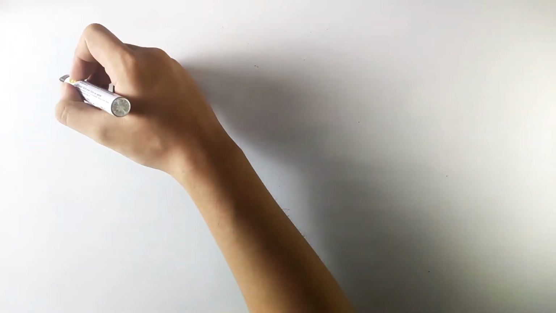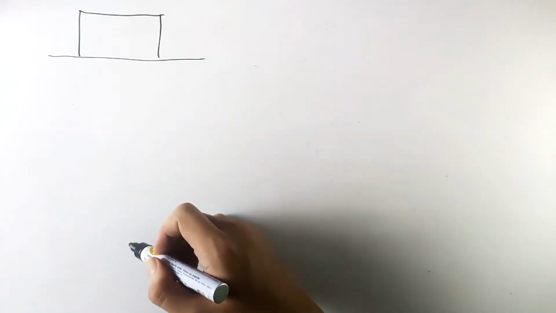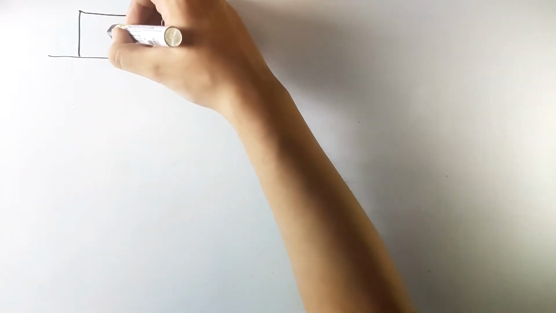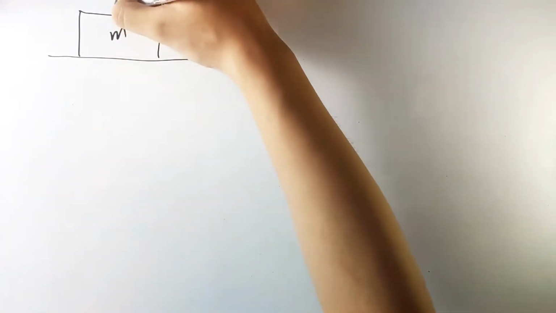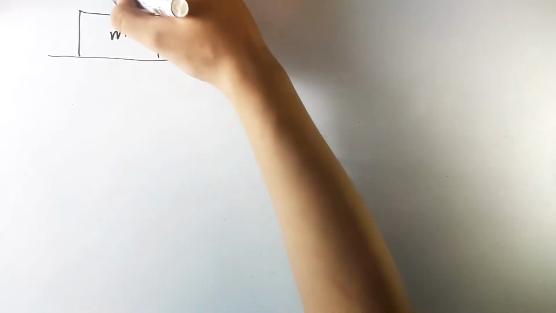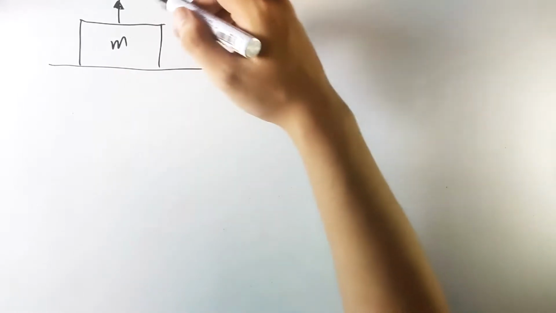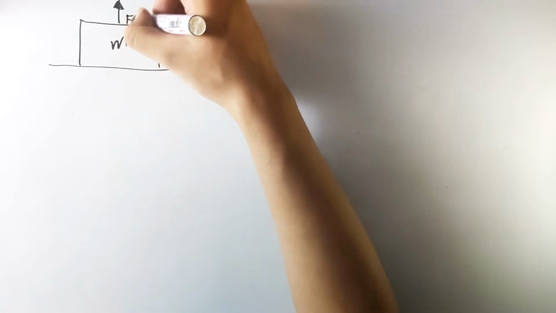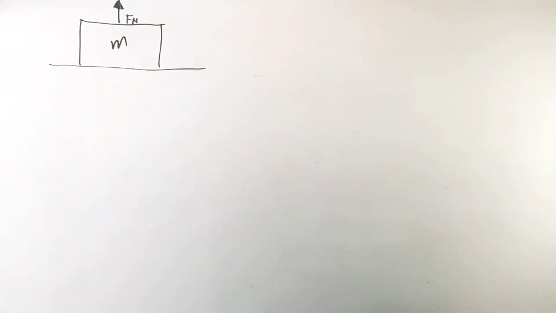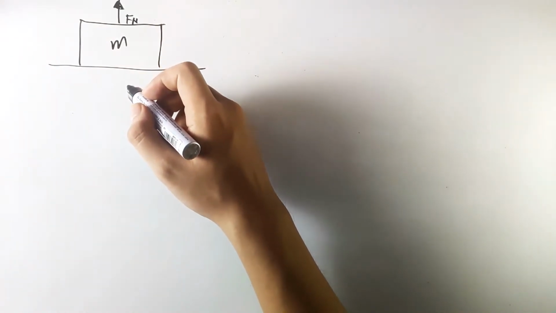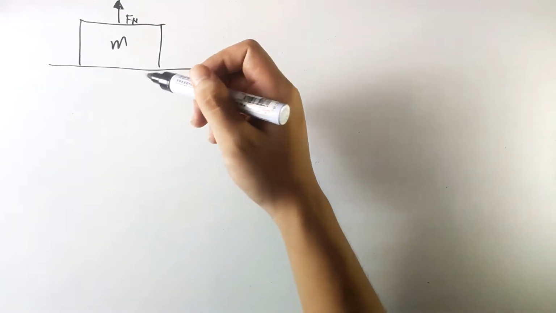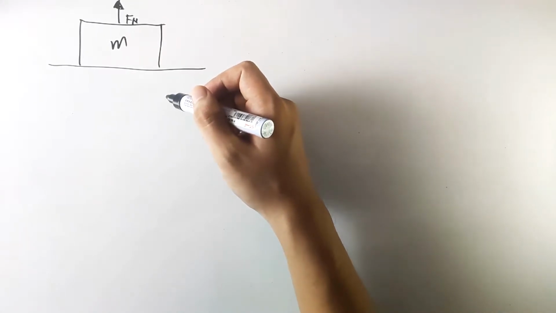So, let's say this is your floor, then this is your box. It has a certain mass, and this is your normal force, F sub n, which we have discussed earlier. But the question is the net force acting on a 26.5 kilogram box resting on the floor.